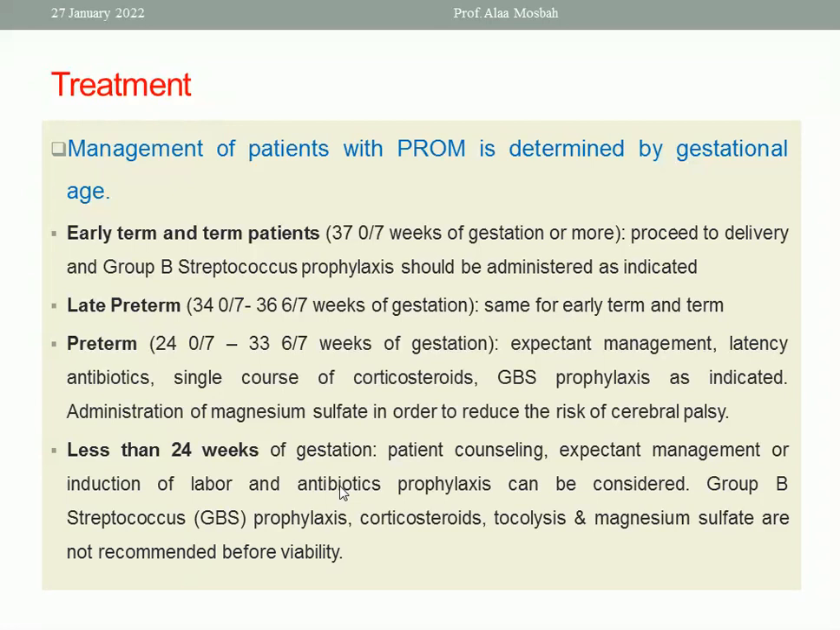If the gestational age is less than 24 and the patient insists to continue her pregnancy, you should do expectant management and give her antibiotic prophylaxis because she wants to continue her pregnancy. But you should explain to her all the risks for her and for her baby.